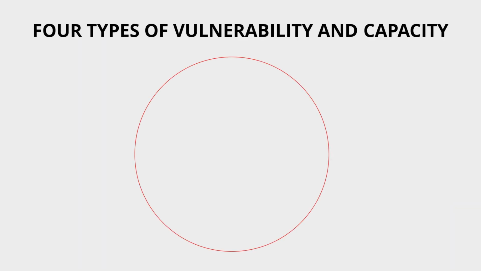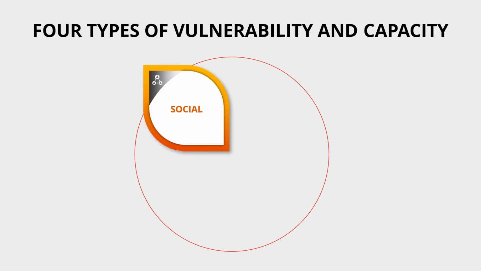So there are actually four types of vulnerability and capacity: social, economic, physical, and environmental. Social vulnerability and capacity. Social vulnerability refers to the potential negative effects on the community caused by external stresses on human health, disruptions in the availability of services, or damage to the built environment. These stresses may result from disasters or human-induced changes.